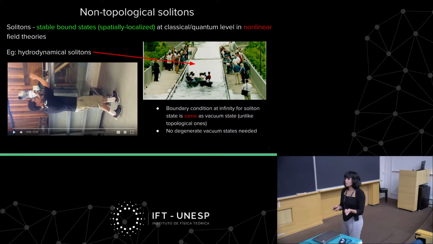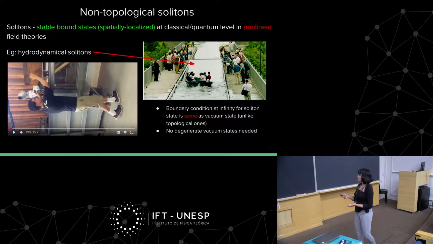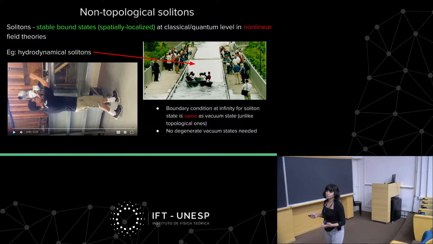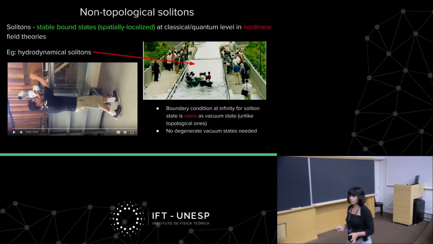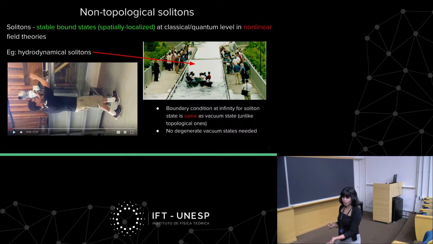You have two kinds of solitons. You have the topological solitons and the non-topological solitons. The difference between them is on the boundary conditions that you have at infinity for these solitons. So for a non-topological system, you would have the same boundary condition as you have for the vacuum, and you don't need any degenerate vacuum states like you need for the topological scenario. That's the only technical difference between them.